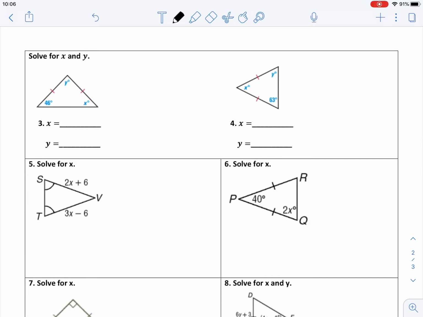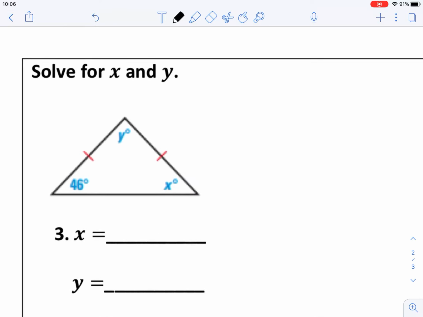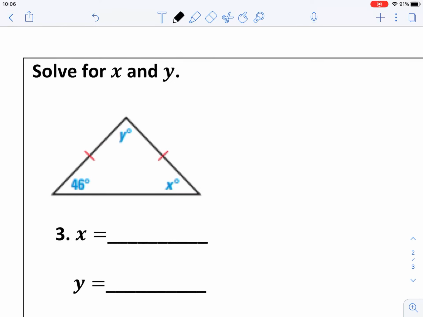Now, when I'm solving for more than one variable, again, I want to use the isosceles triangle theorem that states if two sides of a triangle are congruent, then the angles opposite those sides are also congruent. Therefore, we can conclude without any calculations that angle x, or the value of x, is equal to 46, since it's congruent to the 46-degree angle.